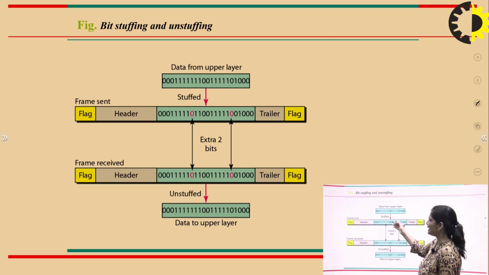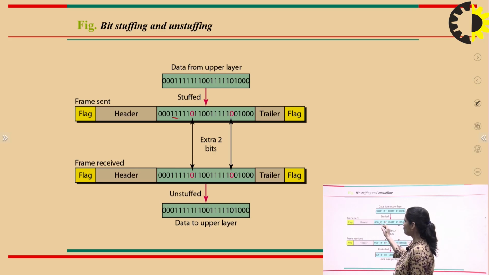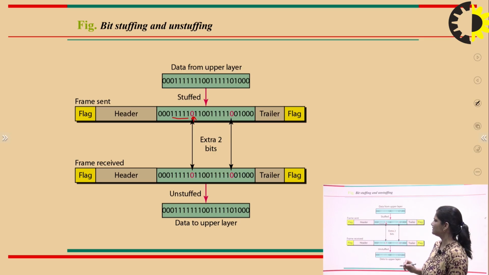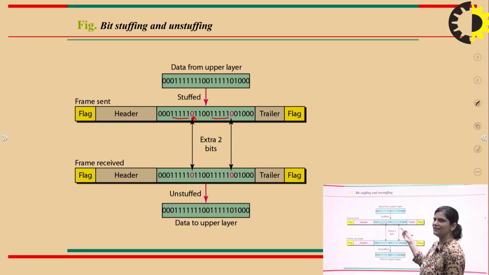If we want to stuff bits in the data, then if we get 5 consecutive ones, we have to add 1 extra bit. This is 0. Then again we have to see where there are 5 consecutive ones, and add 1 extra bit 0 in this data in a frame.